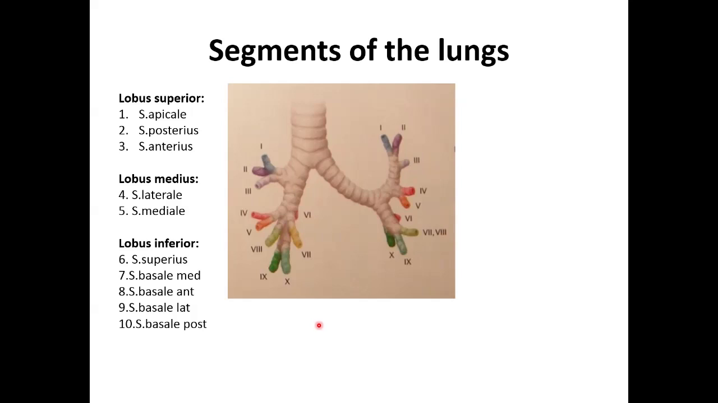So we know that in the right lung there are 10 segments. 3 in the superior lobe, 2 in the medius lobe, and 5 in the inferior lobe. It's very important that segments from 7 to 10 are called segmentum basale mediale, basale anterior, basale laterale, basale posterior.